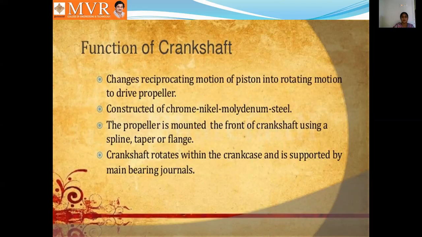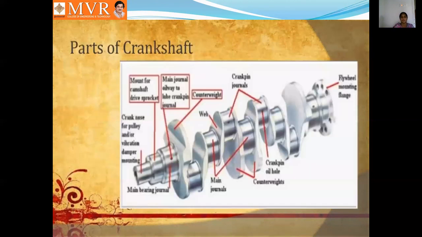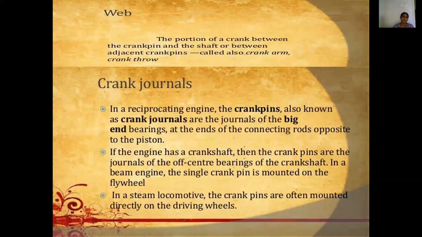The propeller is mounted at the front of the crankshaft using a spline, taper, or flange. Crankshaft rotates within the crankcase and is supported by main bearing journals. These are the various parts of the crankshaft: the crankshaft sprocket, counterweight, crankpin journals, crankpin oil hole, main journals, and also the flywheel of the connecting shaft. Okay, next web.